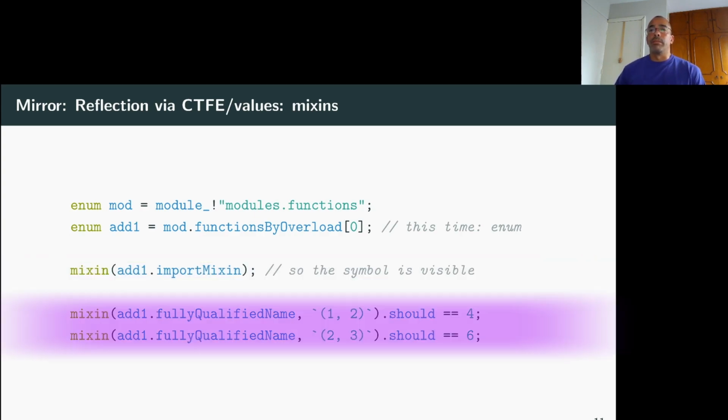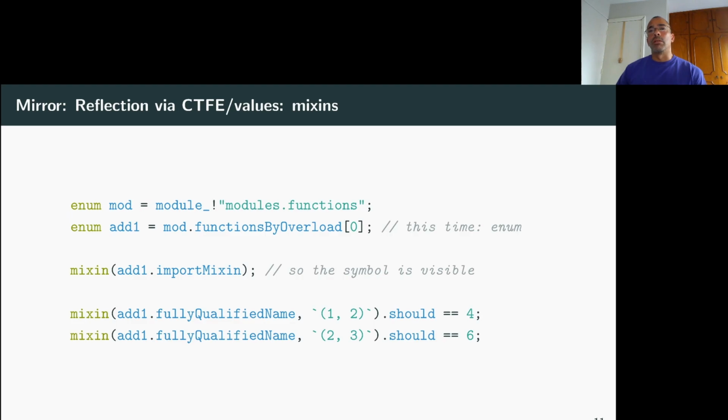And then we can mix in the fully qualified name, parentheses with the arguments we're going to call it with, and then it actually does return a value. And so this is quite new, and I think it's quite interesting to show.